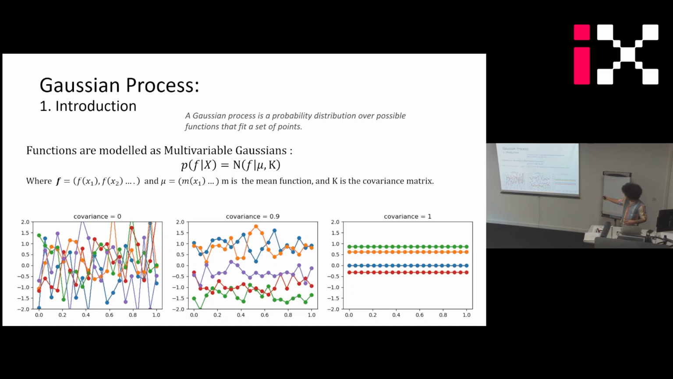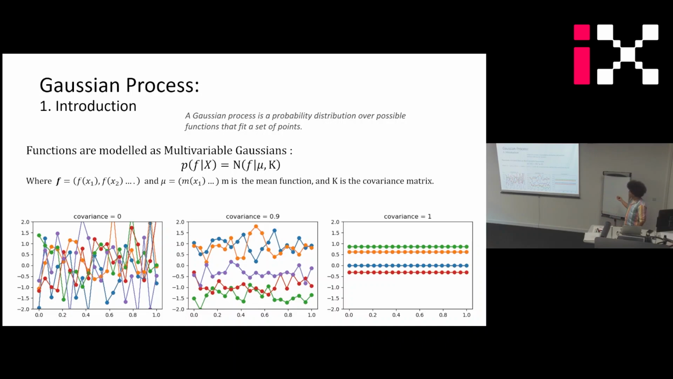We increase the covariance, then each point would be highly correlated with each value of f. For example, here this x3 would be related to f of x2, and if the correlation is 1, then if we have a point at the beginning, it will be the same for the whole function, and we just have flat functions.